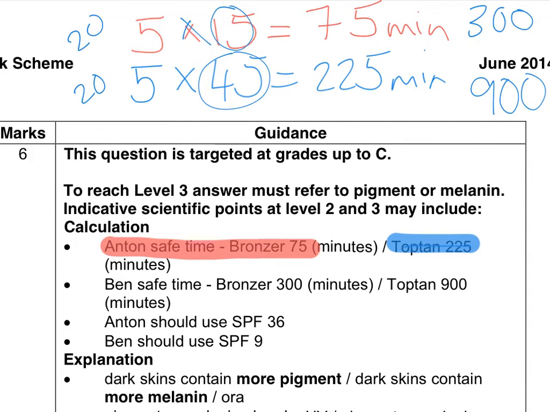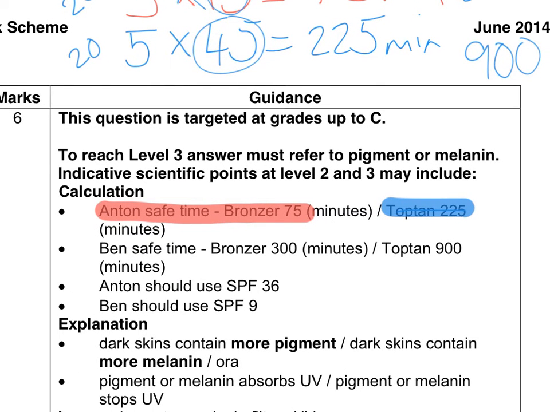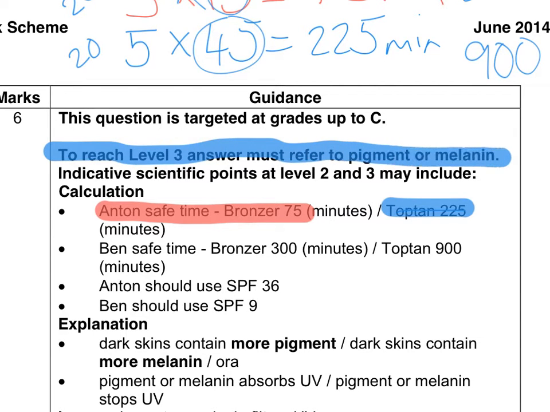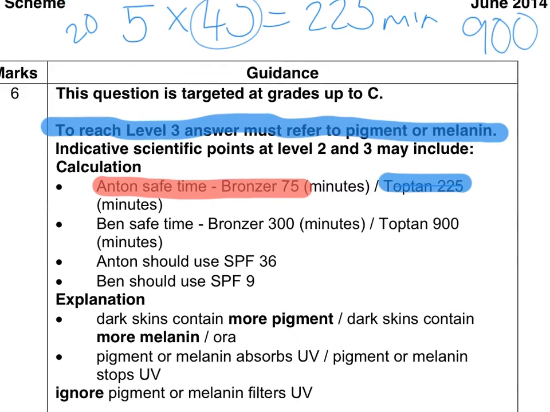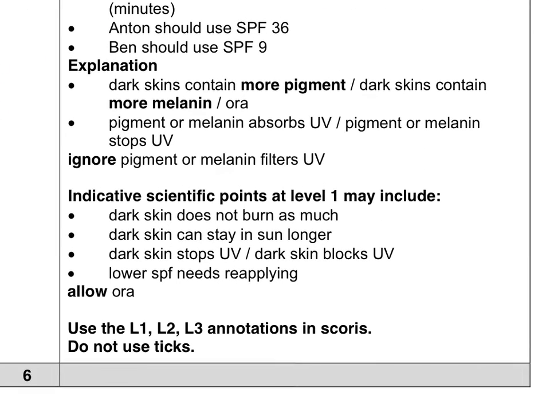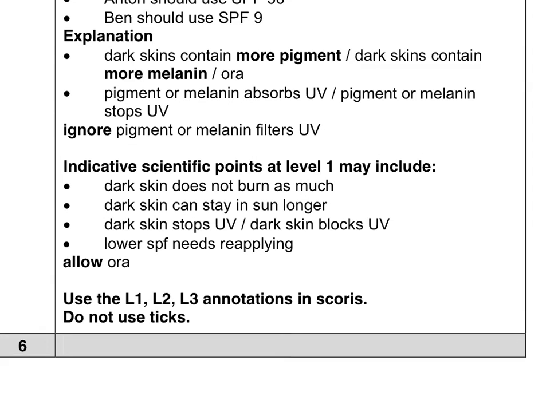Okay, brilliant. So for the explanation, you might notice that in the top bit it says, to reach level 3, answers must refer to the pigment or melanin. We should remember this because in year 9 you did the 'is it safe to spend time in the sun' work, so you might remember it. Obviously you should have covered it a little bit in year 10 as well anyway. So the explanation is that dark skin contains more pigment.